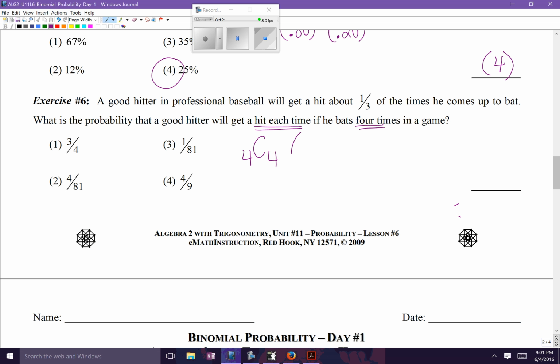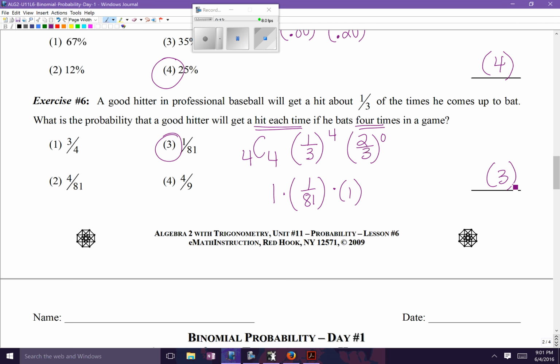He gets a hit 1 out of 3 times. So this is going to be raised to the 4th because I want to be successful 4 times. I'm going to be unsuccessful 2 out of 3 times, but I'm raising this to the 0 because I don't want to be unsuccessful. And the neat thing about math is anything raised to the 0 power is 1. So 4 choose 4 is 1. This becomes 1 out of 81. So I'm multiplying times 1. So that gives me choice 3.